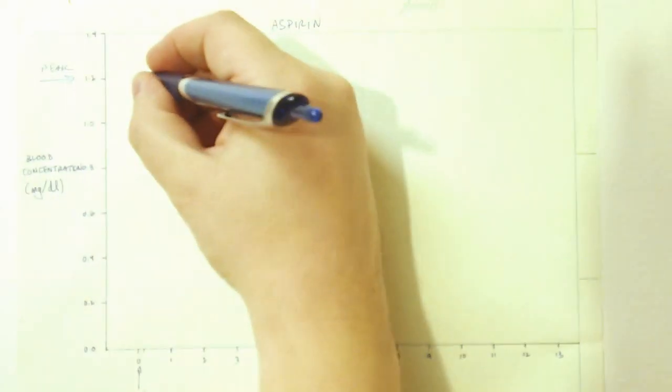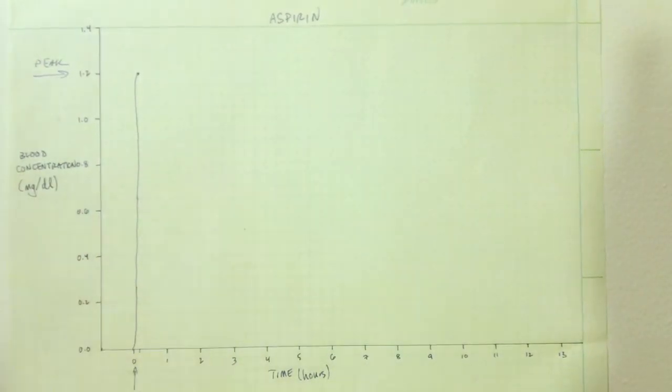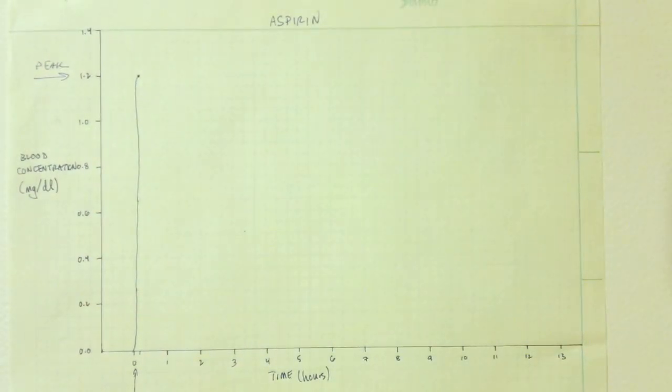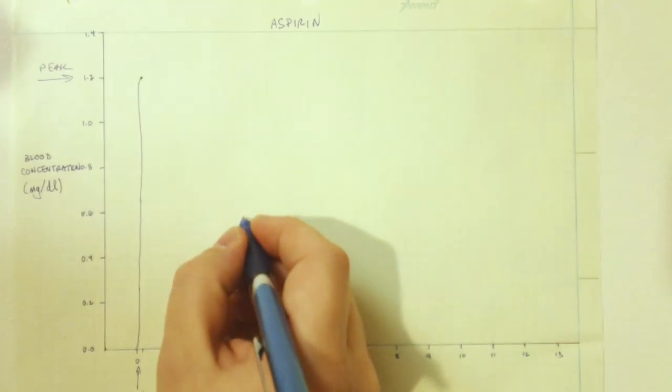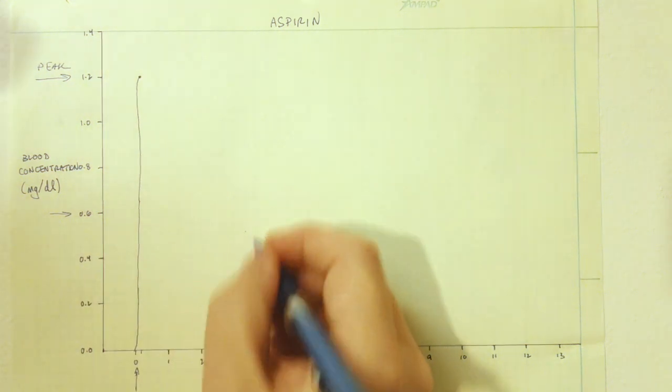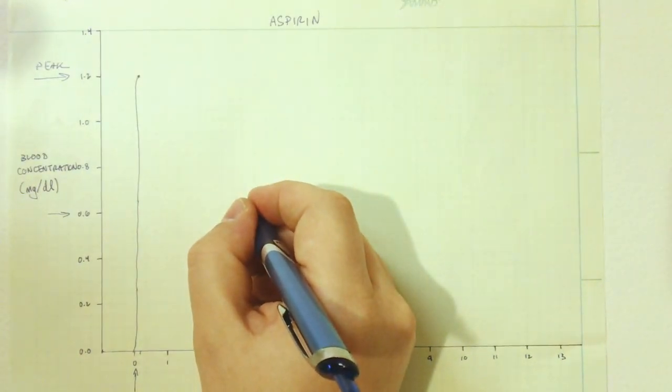So that's going to give you a very steep curve, so steep that it's hard to draw it freehand. Now the half-life is about 3.1 hours, so maybe to about here, and this is of course half the peak. So half the peak would take you right about there.